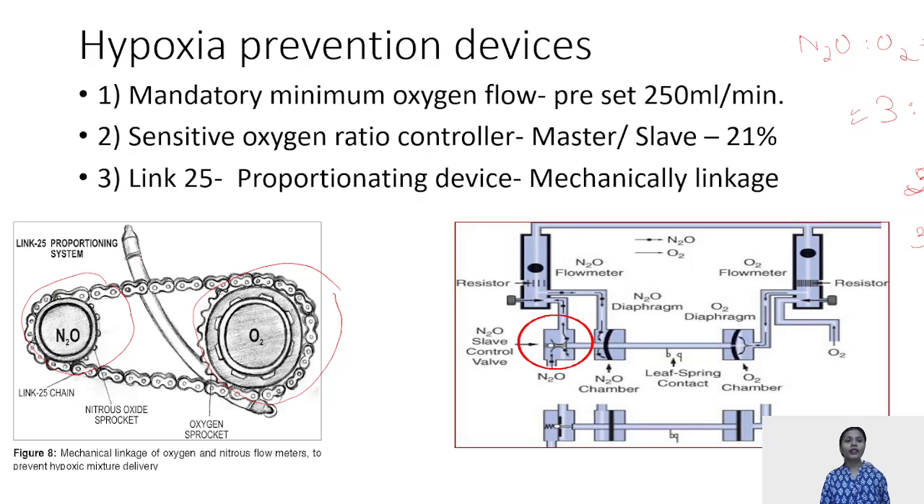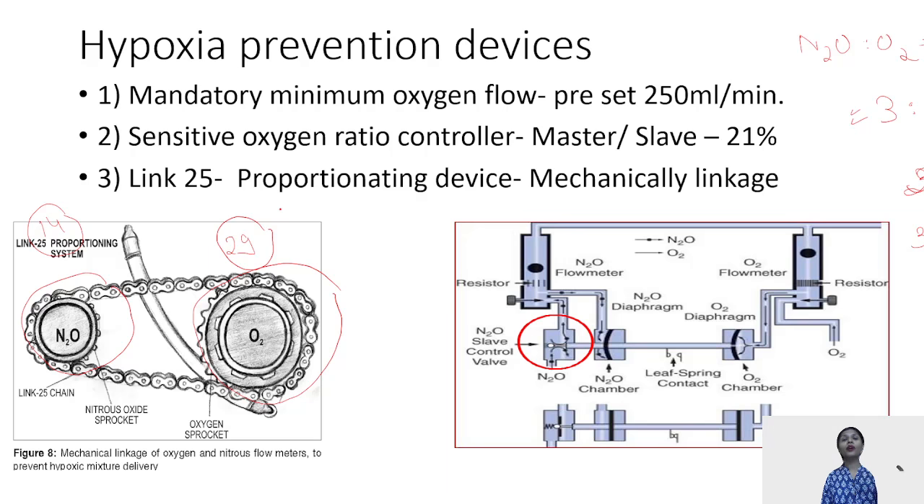And this cog wheel is connected to the flow control valves, and it is a proportionating device. Okay, this is a proportionating device. There are 29 sprockets and 14 sprockets present here, and they both are going to increase and decrease proportionally, such that a minimum ratio of oxygen has to flow through the machine. These are the 3 hypoxia prevention device principles.